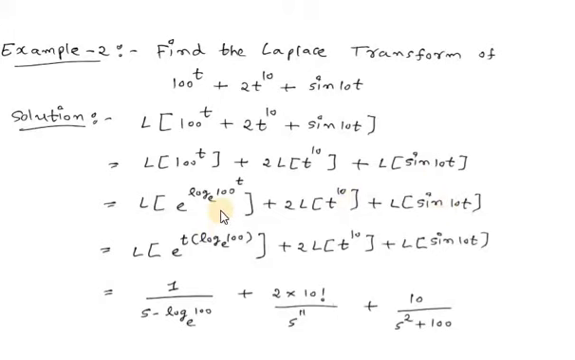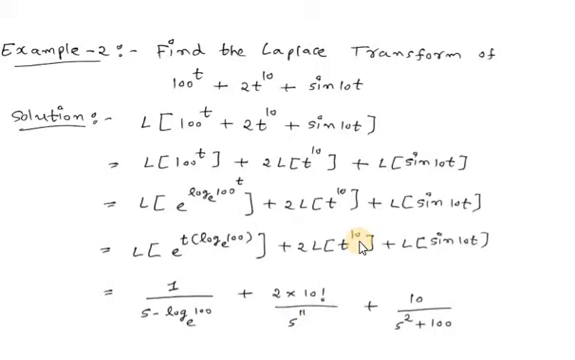Now applying the formula of logarithm, log of 100 raised to t will become t into log of 100 to base e. Now on this function we will apply the formula of Laplace of e raised to at, where a is log of 100 to base e. So it is 1 over s minus a, and a is the logarithm of 100 to base e. So Laplace of e raised to log 100 to base e into t, answer is 1 over s minus log of 100 to base e, plus 2 as it is, and Laplace of t raised to 10, according to the formula Laplace of t raised to n, that is n factorial over s raised to n plus 1.